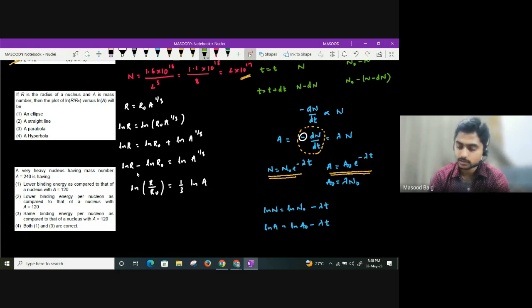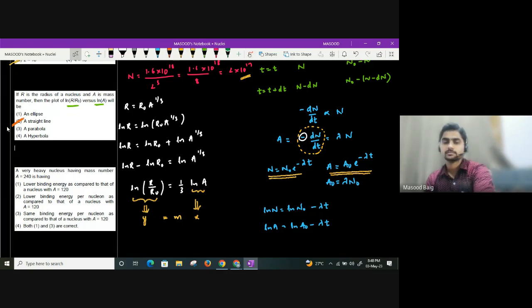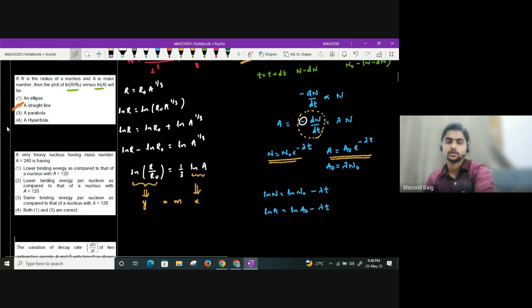So as you can see, they are asking plot of this versus this. Ln r by r naught they are asking, guys. So where is this taken? Ln r by r naught is taken on y-axis. Ln A is taken on x-axis. So is it following y is equal to mx or not? Because it is following y is equal to mx, it is going to be a straight line equation. Clear, all of you? Yes or no?